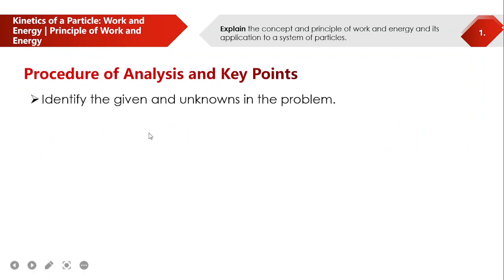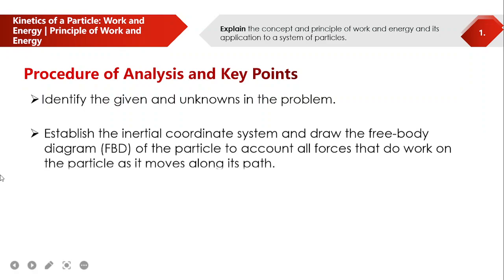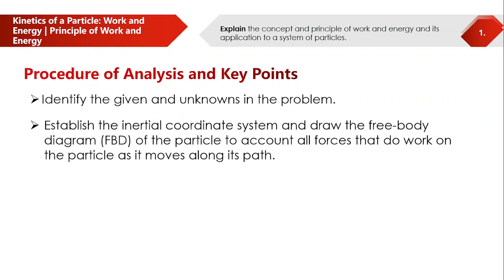So ano ba yung mga procedure of analysis and key points natin when we are going to solve problems using the principle of work and energy? So first, identify the given and announce the problem. That's your first thing to do. Kailangan nyo identify yung given at unknown ng problem. Tapos, establish the inertial coordinate system and draw the free body diagram. Inertial coordinate system para malaman natin kung ano yung direksyon, kung asan papunta yung particle natin as we consider the force and the acceleration that are existing on our particle. Tapos, after nyo mag-establish ng inertial coordinate system, draw na yung FBD or the free body diagram to account all the forces that do work on the particle as it moves along its path.